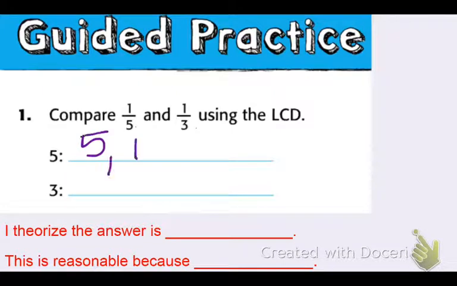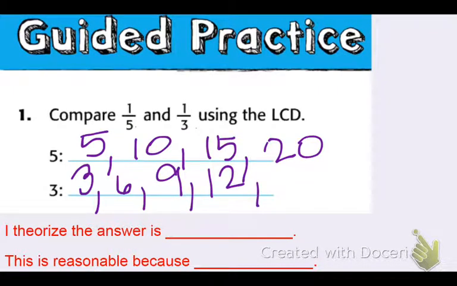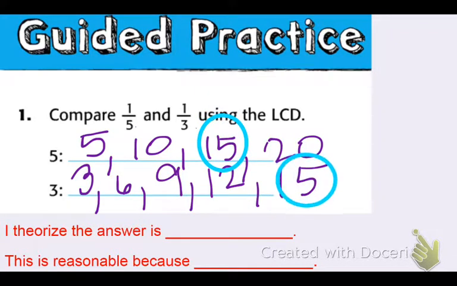Moving into guided practice, let's write those multiples of the 5 and the 3, the numbers on the bottom. 5, 10, 15, 20. I'm looking for the lowest one they share. 3, 6, 9, 12, 15. I can stop. The denominator that they'll share in the new fractions will be 15. That's the lowest common multiple.